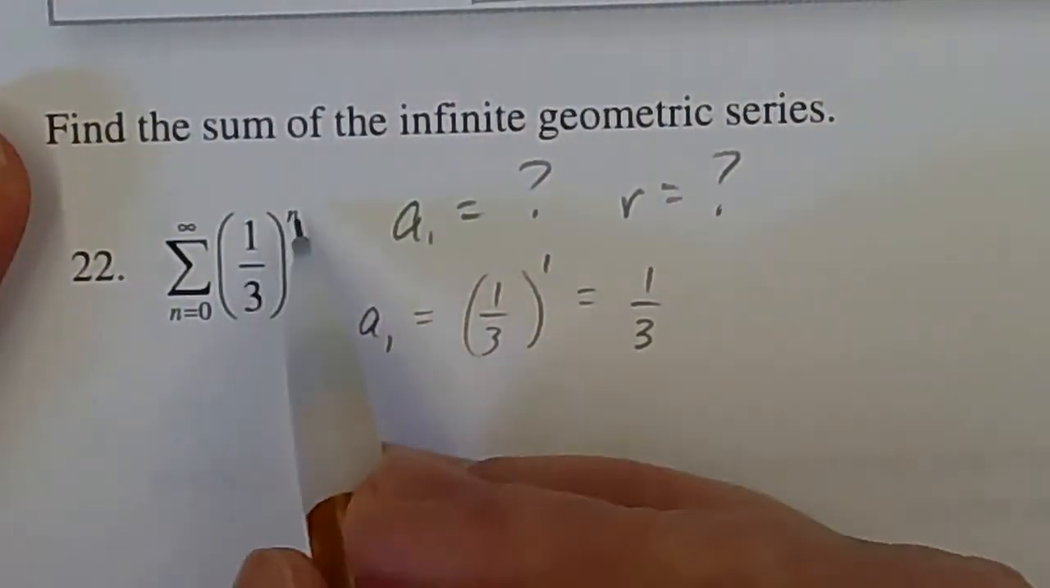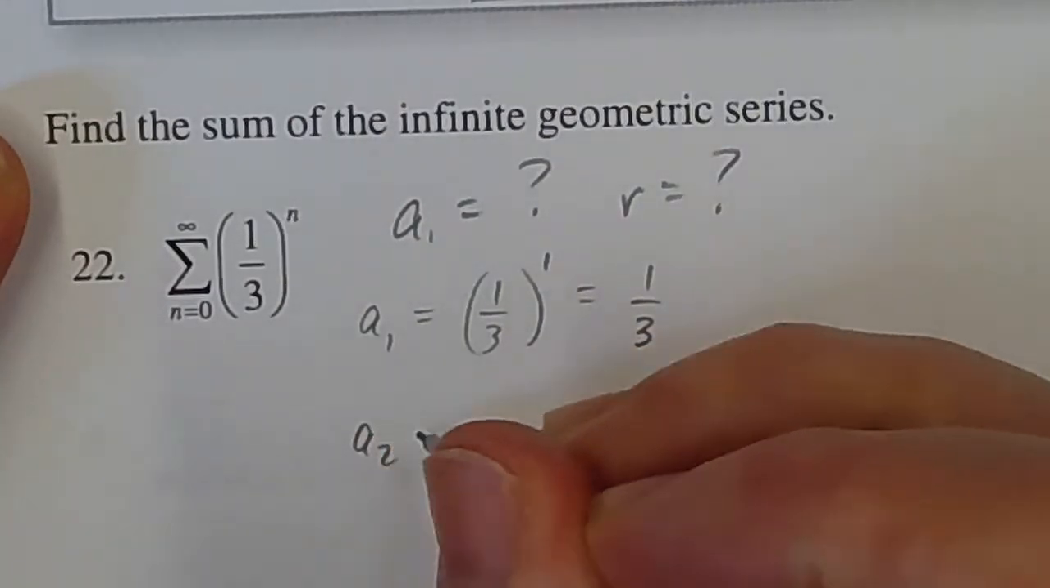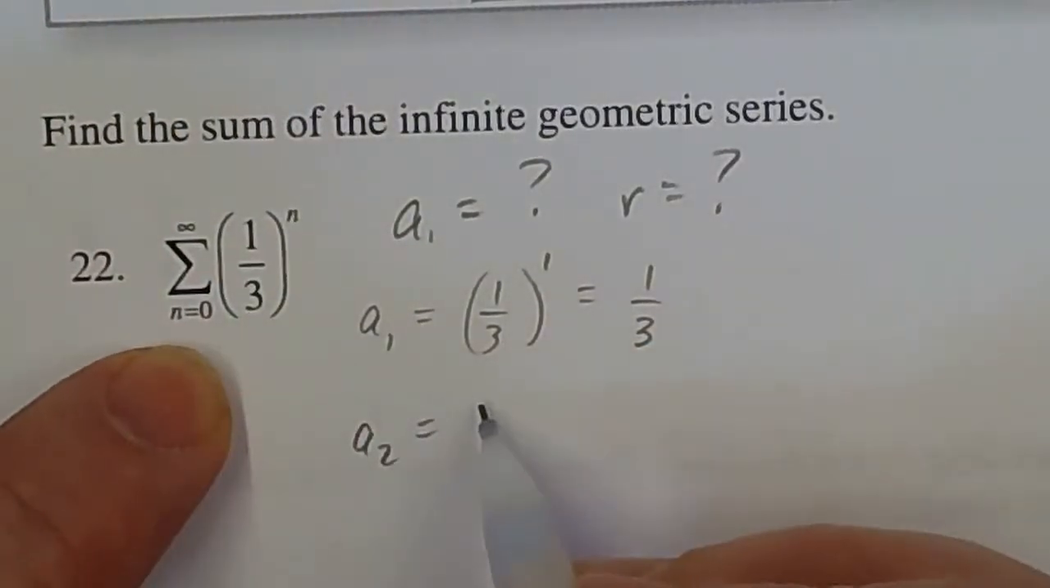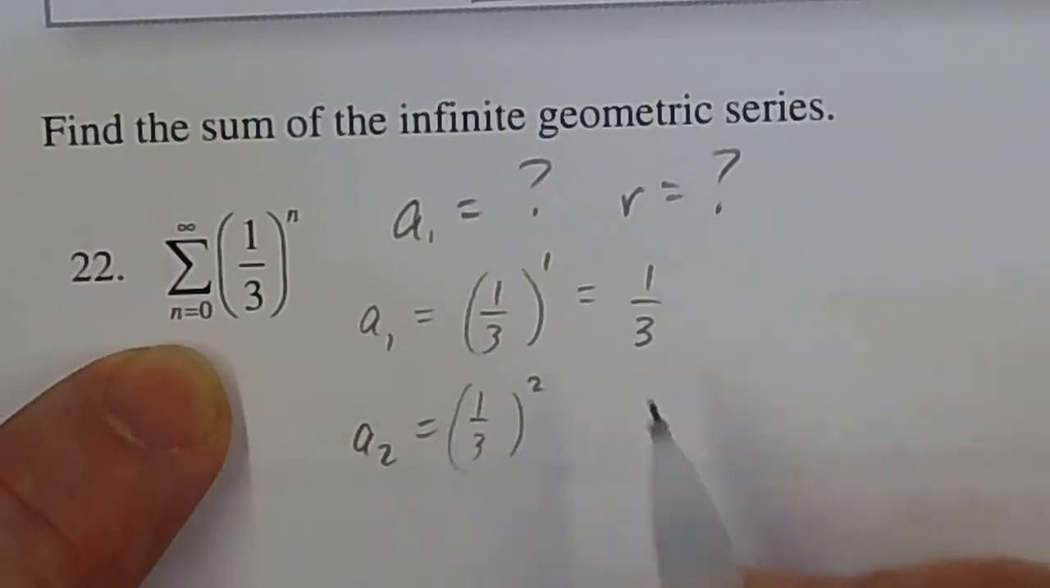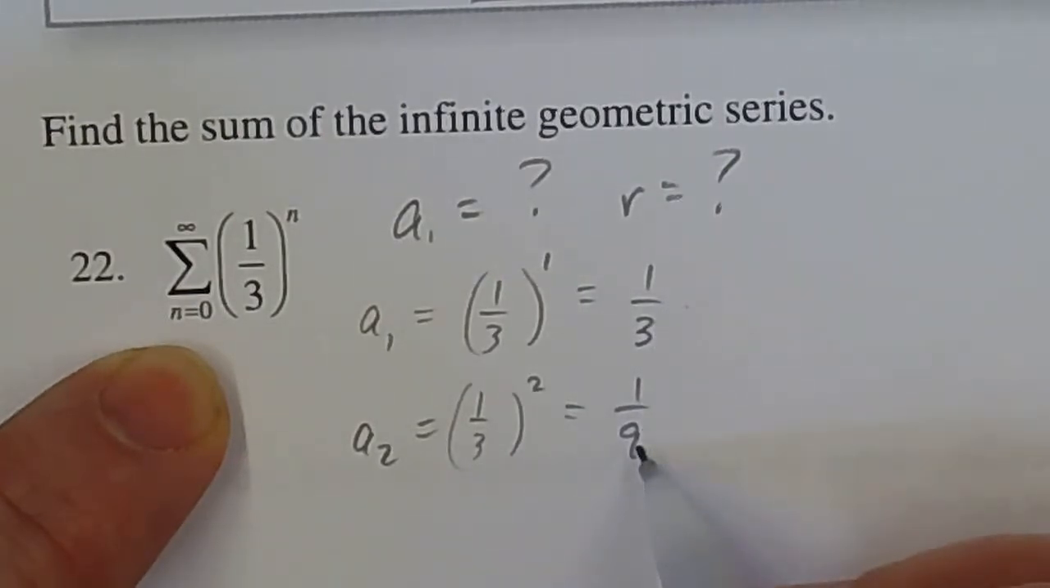Common ratio is usually what's being raised to the power, but if you weren't sure, we could go check what A2 is real quick to make sure we know what the common ratio is. So if I did A2 to confirm this, it'd be 1/3 squared, which is going to be 1/9. Okay, looks like we can confirm this now, right? We're multiplying by 1/3 to go from here to here.